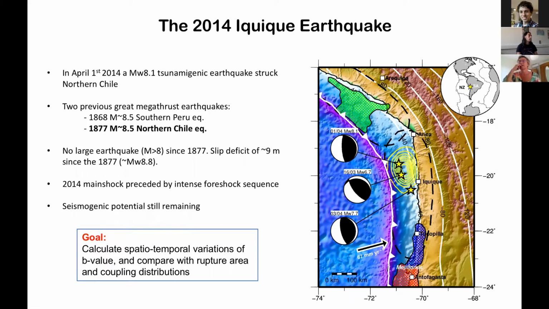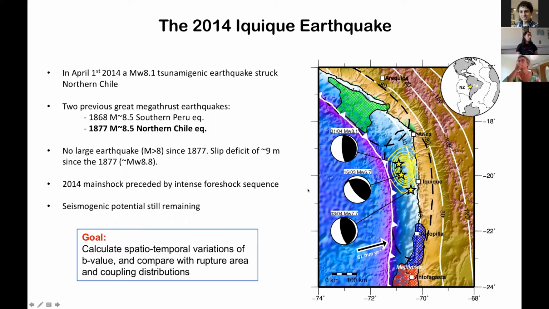And one particularity about this case is that there was an intense foreshock sequence before the 1st of April earthquake, which started 2 weeks before the main shock in mid-March, with an earthquake of magnitude 6.7 on the 16th of March. Then on the 1st of April, we have the main shock, magnitude 8.1, and the largest aftershock of the sequence occurred 2 days after the main shock on the 3rd of April with magnitude 7.7, which is this star here.